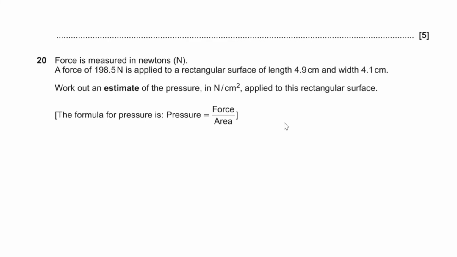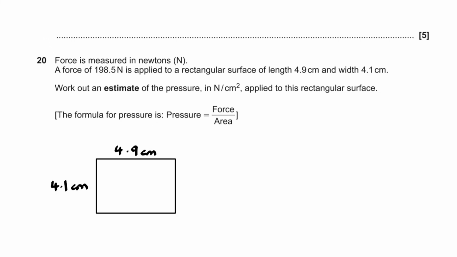Question number 20. Force is measured in newtons. A force of 198.5 newtons is applied to a rectangular surface of length 4.9 centimeters and width 4.1 centimeters. We have to work out an estimate for the pressure in newtons per centimeter squared applied to this rectangular surface. The formula for pressure is pressure equals force over area.